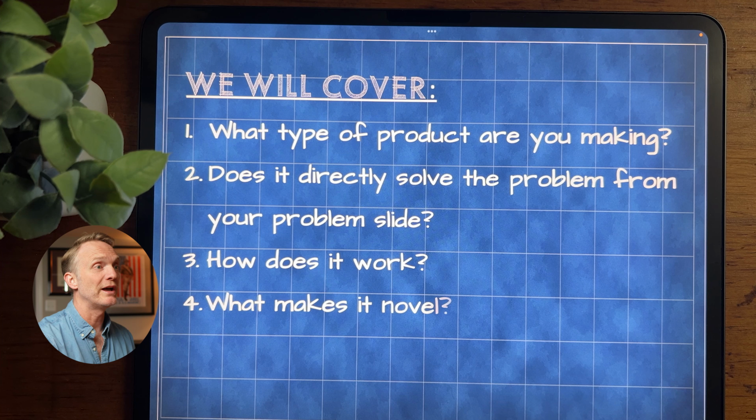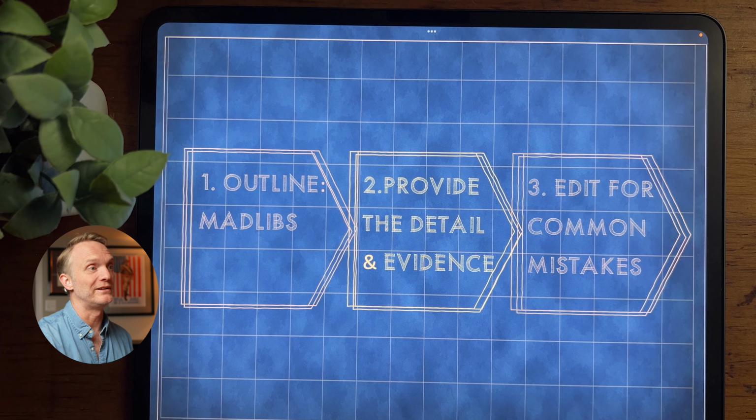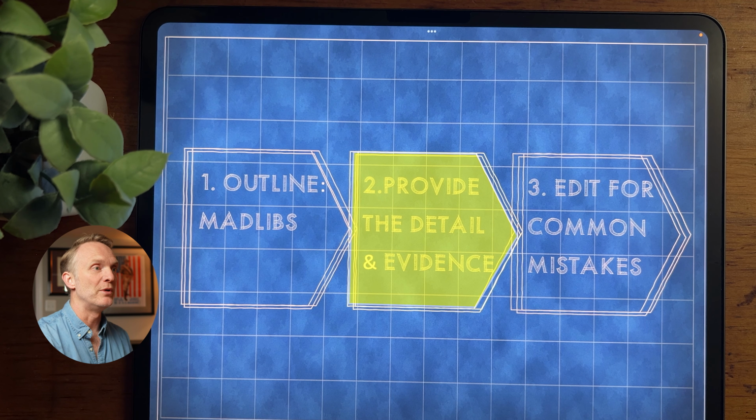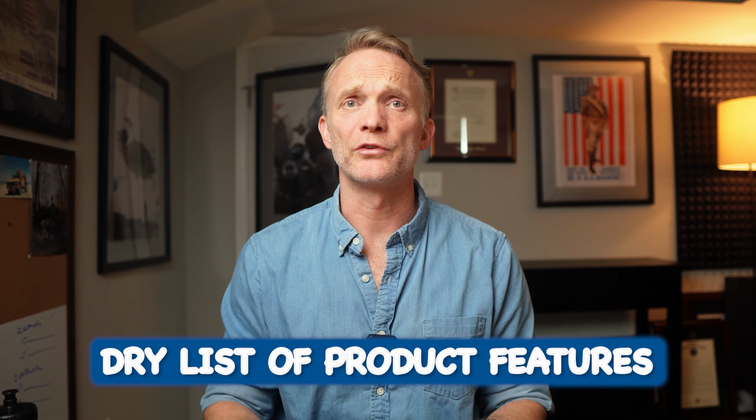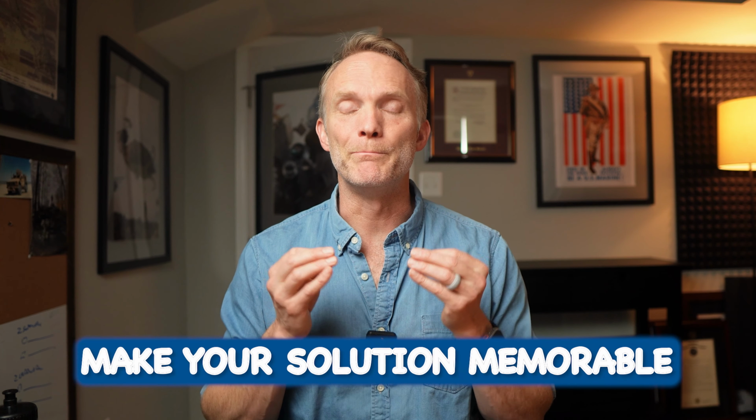But this slide is pretty high level, and investors might not believe that you could actually deliver on your vision and pass. So now it's time to show a little more detail. Alright, step 2, showing a bit more about what's going on under the hood. But don't do a dry list of product features. Those are going to be forgotten in a few minutes, so you need to make your solution memorable.